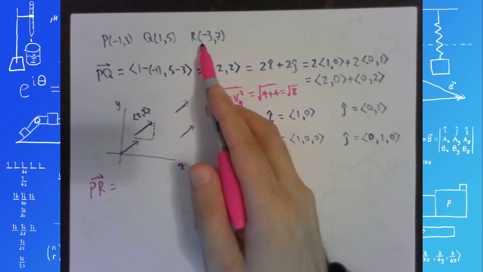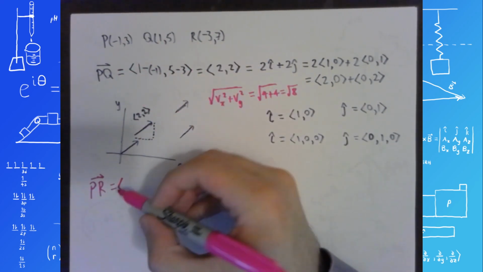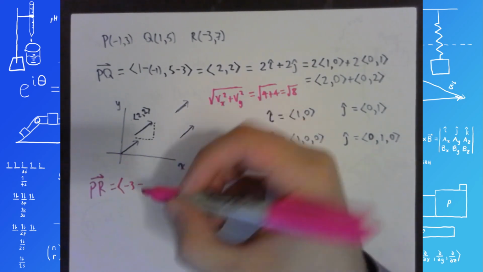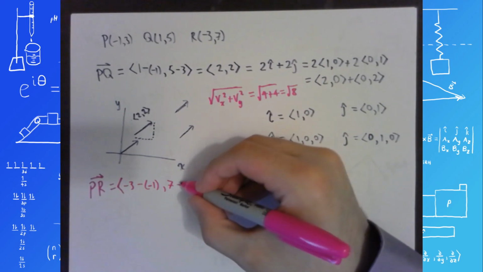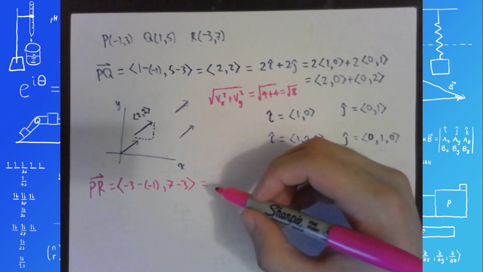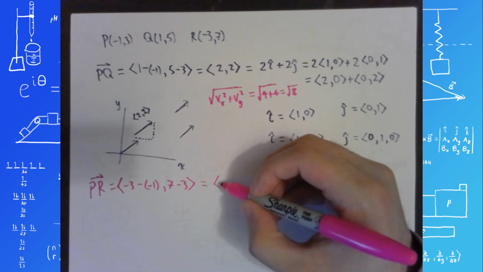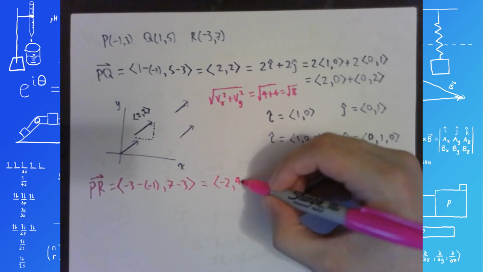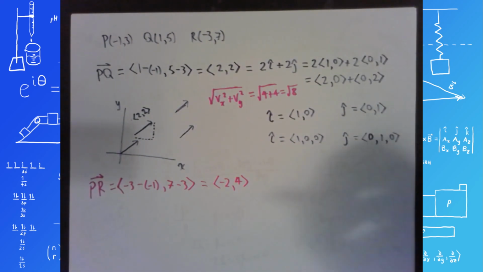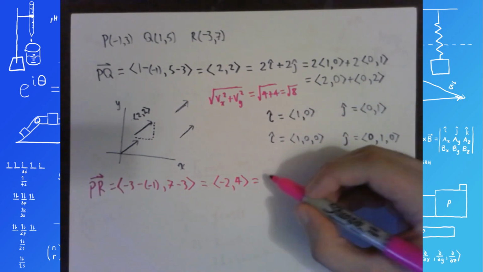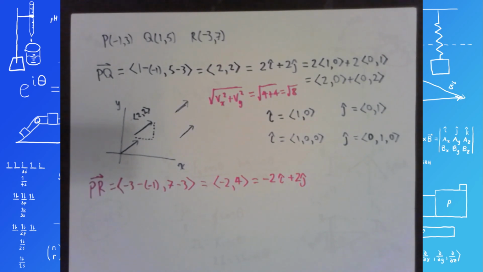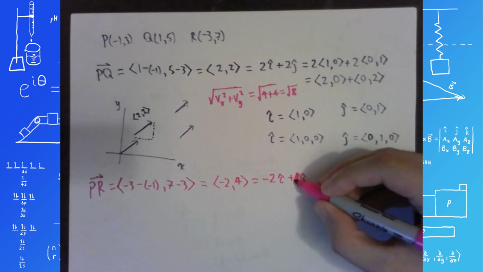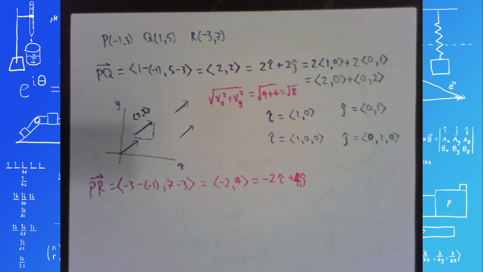Anyway, back to this. PR, negative 3 minus negative 1, comma, 7 minus 3. That's going to be negative 2, comma, 7 minus 3 is just going to be 4. And in terms of standard unit vectors, also sometimes called standard basis vectors, that would be negative 2 times i hat plus, wait, what? No, plus 4 times j hat. Where did I come up with the 2? Plus 4 times j hat. Brain malfunctioning.